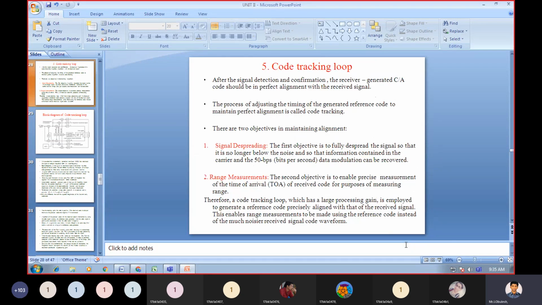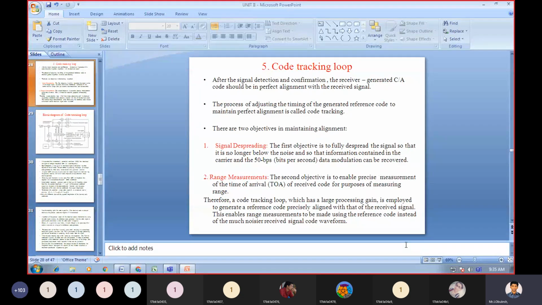The fifth step is the code tracking loop. How will you be able to track the code? With the help of a loop.